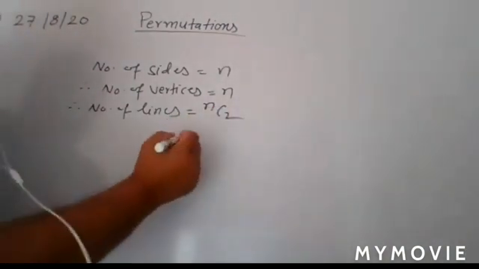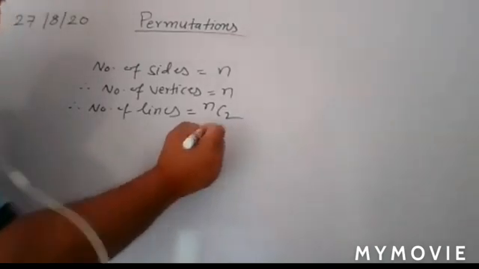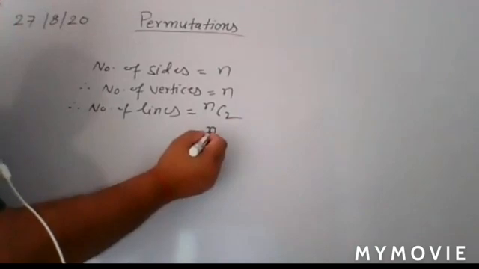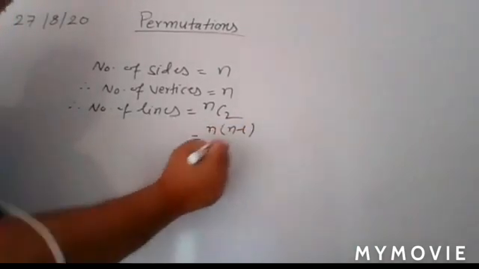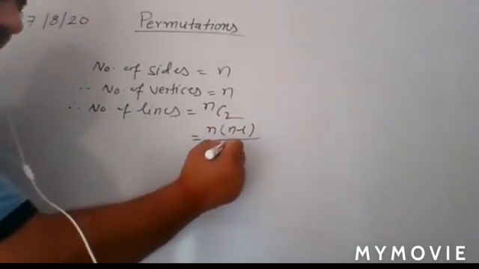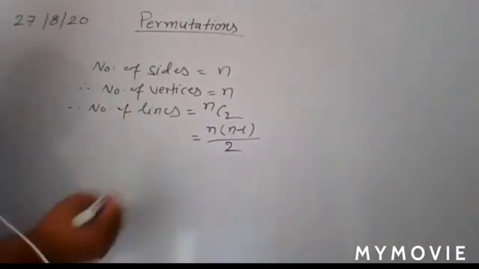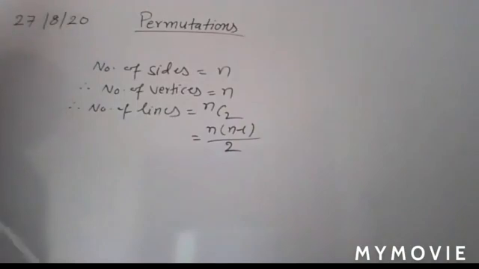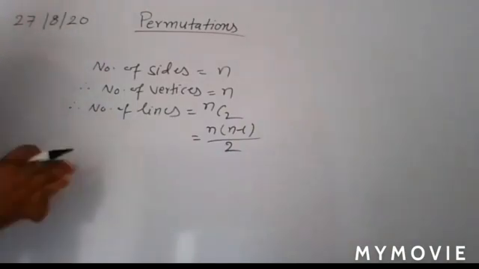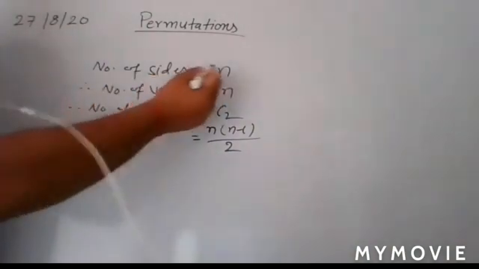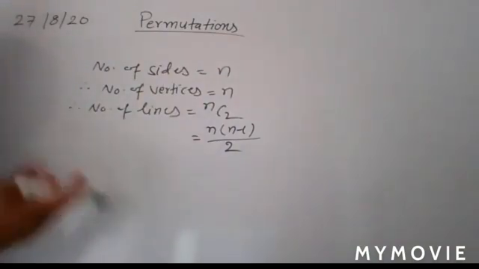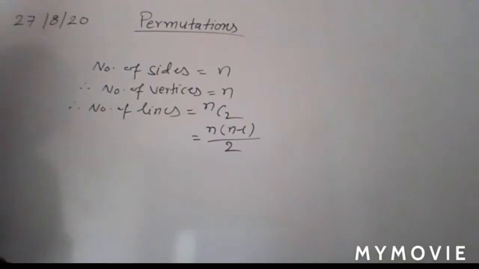So how do you find it? You start with n, form two factors decreasing by 1. So here you have n into n minus 1 divided by 2 factorial, which is 2. So n into n minus 1 upon 2 is the number of lines, but that also contains the sides of this polygon. Okay, so you subtract it. In this way you have the number of diagonals.